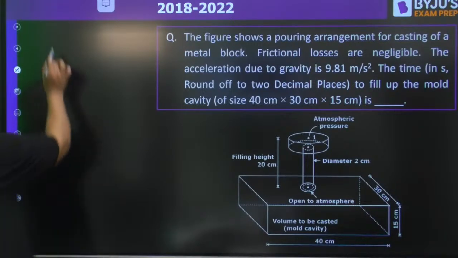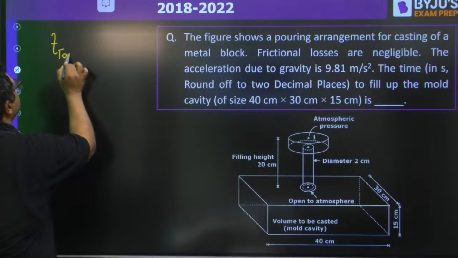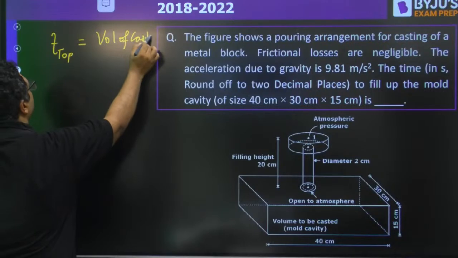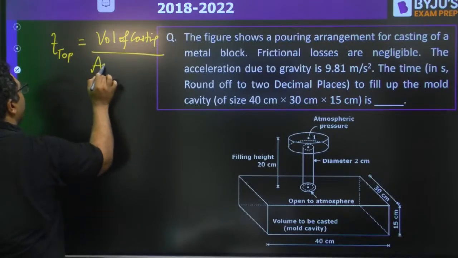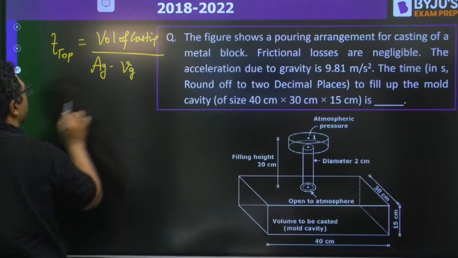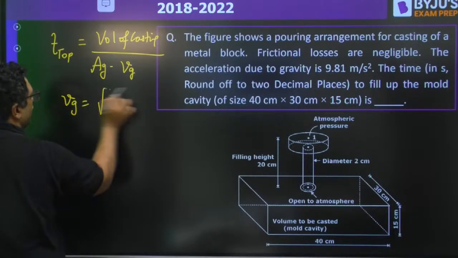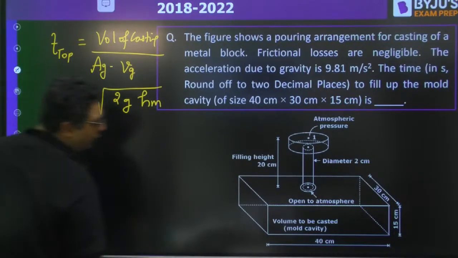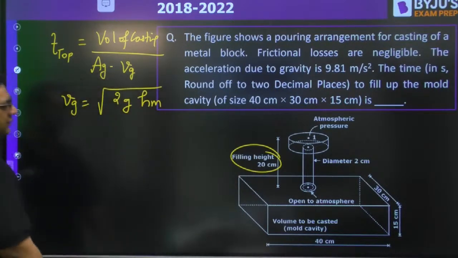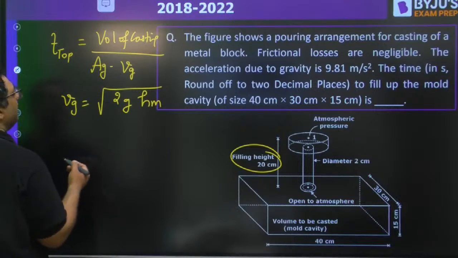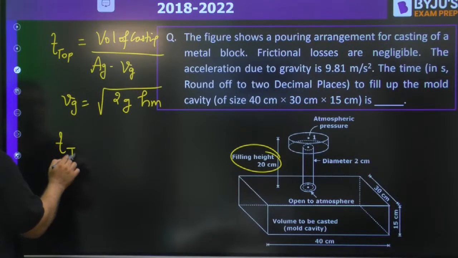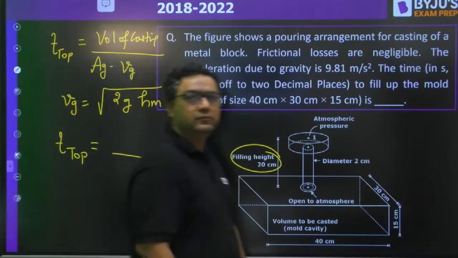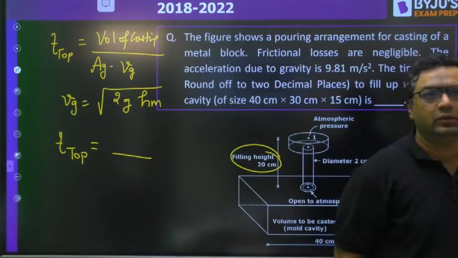If you remember, time required to fill the cavity by top gating system is volume of casting divided by area of ingate into velocity of ingate. Velocity of ingate is square root of 2g into height of molten metal. Height of molten metal is 20 centimeters. So you just need to put the values and get the answer. Everything is given to you.